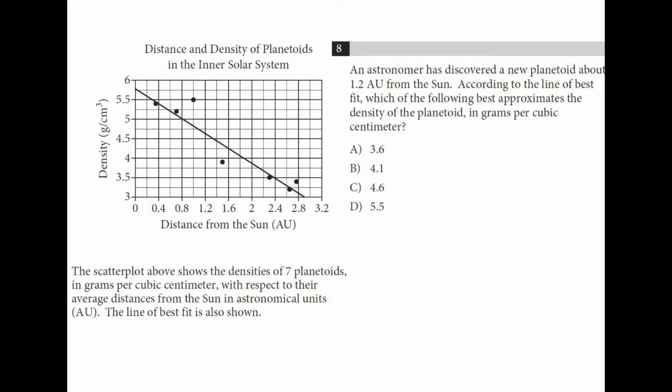An astronomer has discovered a new planetoid about 1.2 AU from the Sun. So if we follow 1.2 up to the line of best fit, we are here, above 4.5, so these are wrong. And we're definitely not up here, so I'm going to go with C.